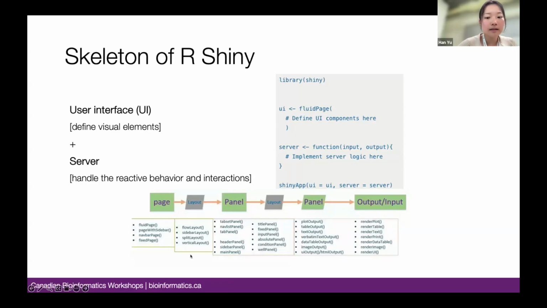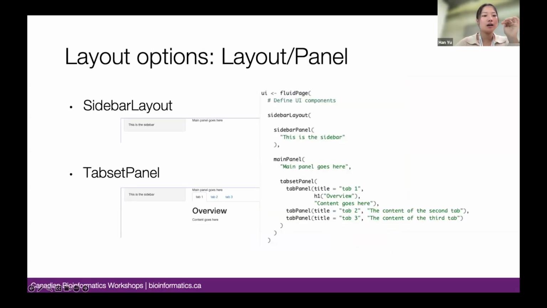So the next layer is the layout. The layout defines how elements, such as the inputs, outputs, and text, are arranged within a page. It structures the user interface to make it clear and user-friendly. We will see the commonly used layouts shortly. And then the next layer is a panel. A panel is a smaller section within a layout that hosts the UI components like text, plots, tables, and inputs. So here shows the layout and the panel.